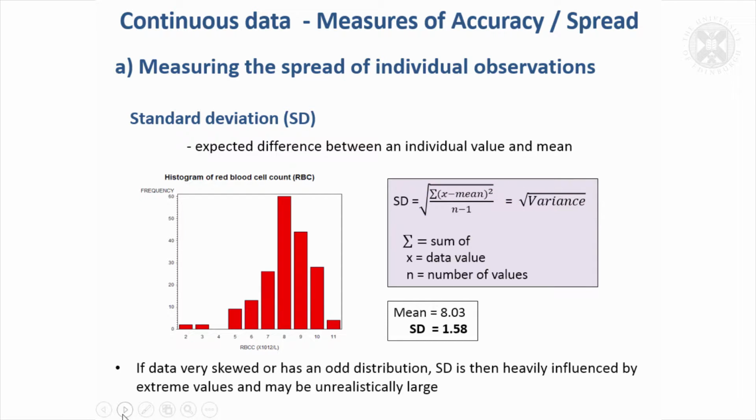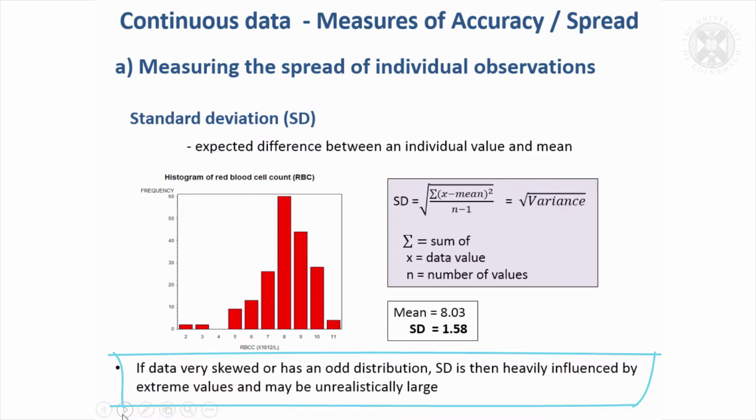And so this is most appropriate for summarising the spread of data if you've got a reasonably symmetrical distribution. You can imagine if this distribution was really odd and had outlying values right out here, then the standard deviation would be very influenced by it and would probably be a lot larger than 1.58, but it wouldn't really be summarising the expected difference from the mean for the majority of the data.